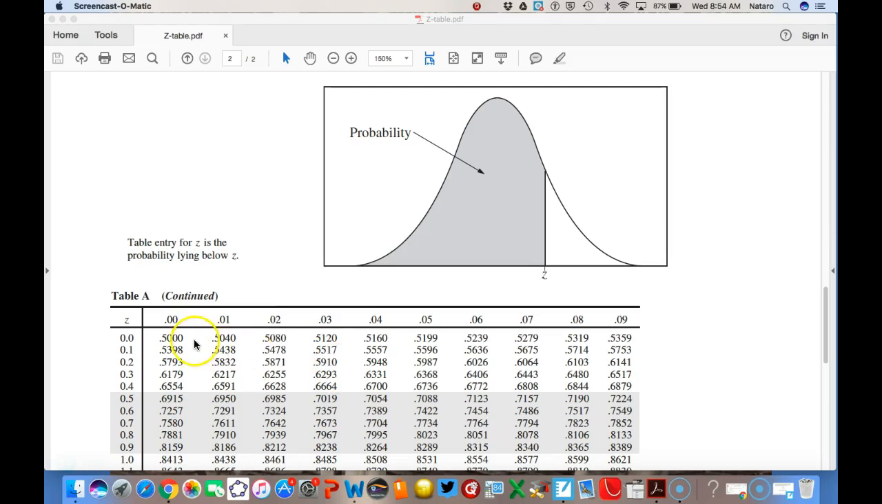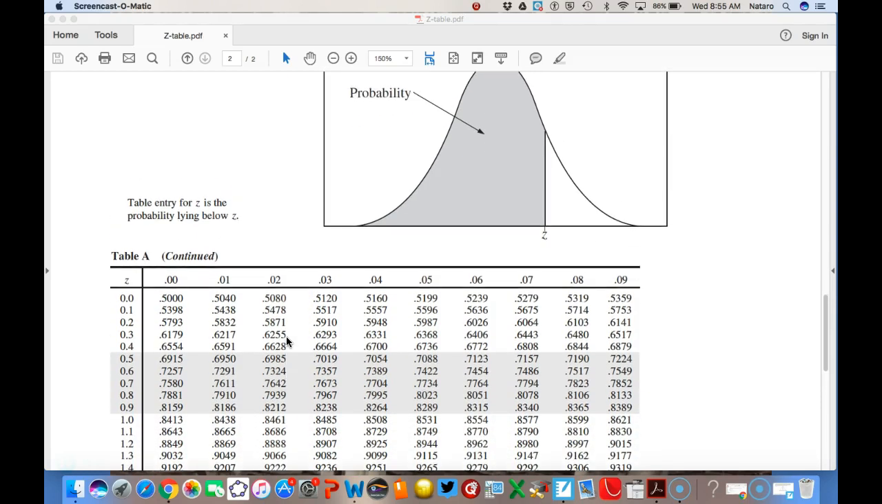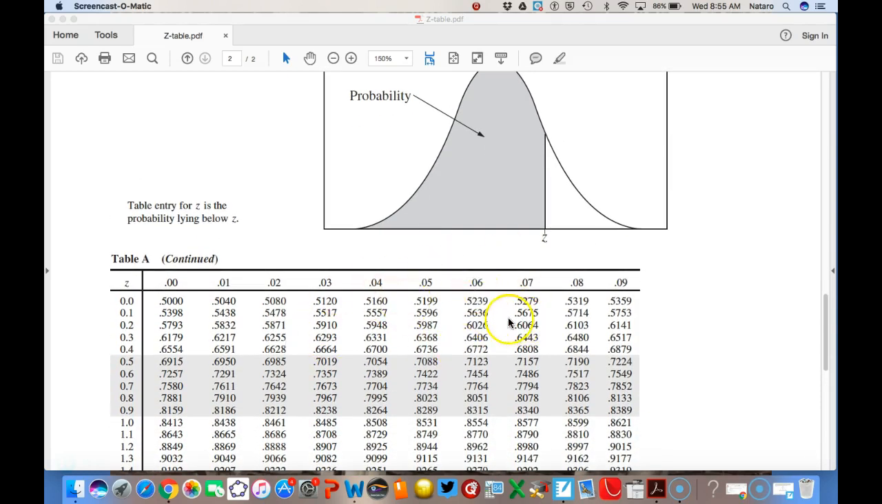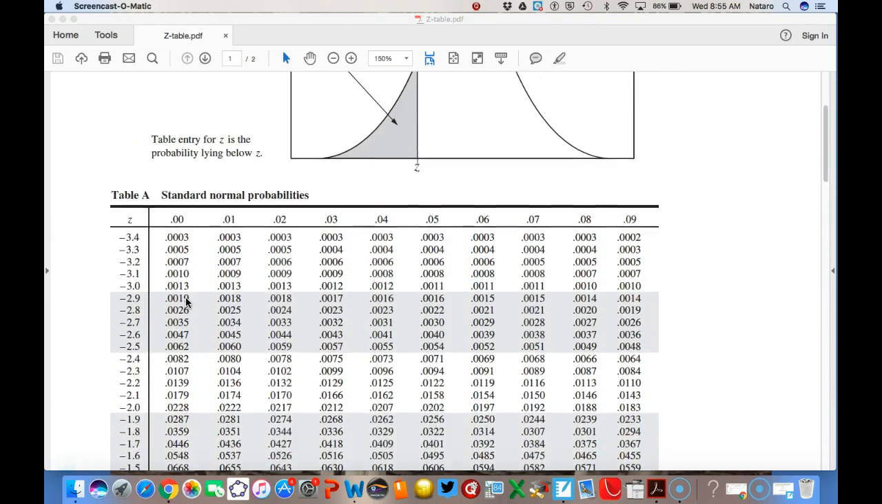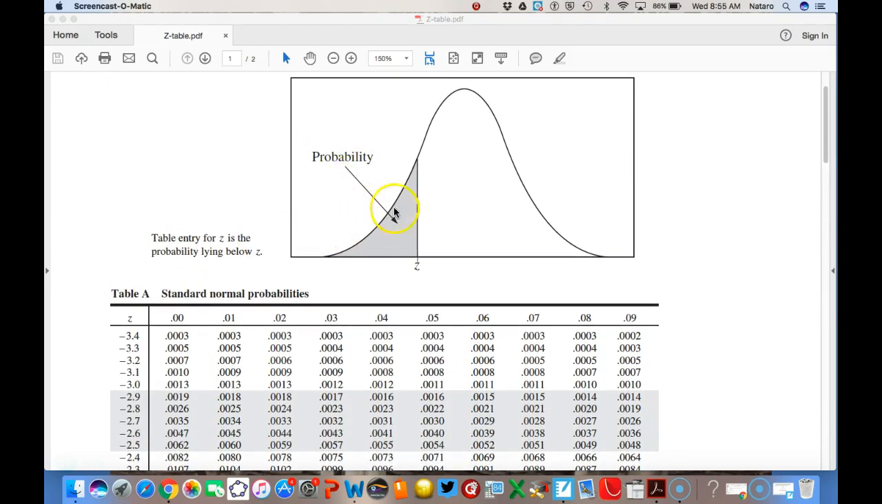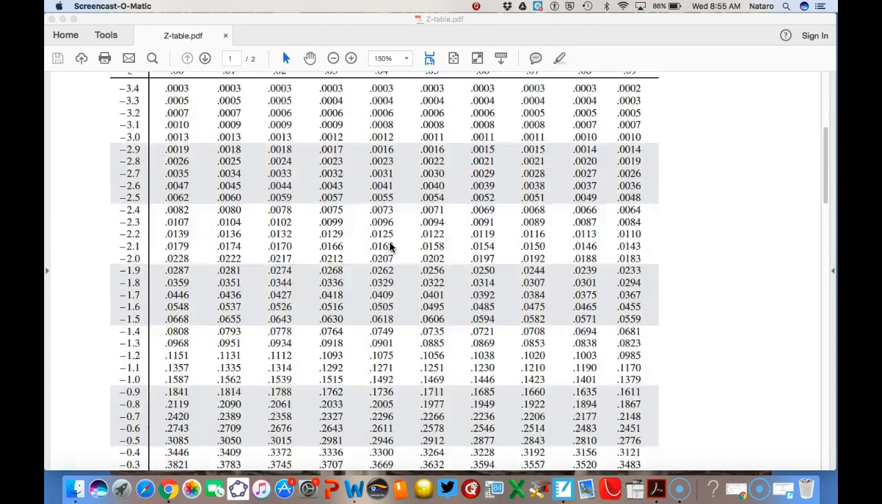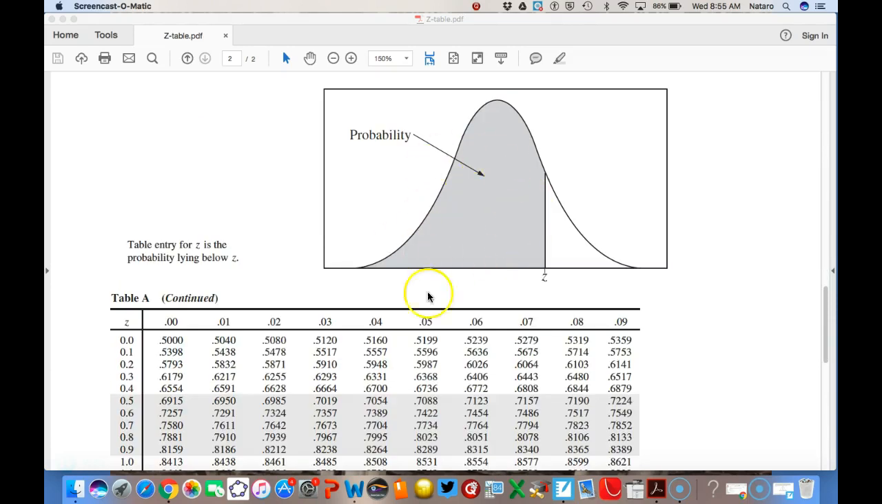You may also notice that we have 2 decimal places here. So you may be wondering, which side of the table should you use, the front side or the back side? And it depends on whether you're working with a positive z-score or a negative z-score. If you're working with a positive z-score, you'll use this side of the table with positive z-score values. And if you're working with a negative z-score, you'll use the other side of the table. Notice the diagram at the top shows that we're always talking about the area to the left of a specific z-score.